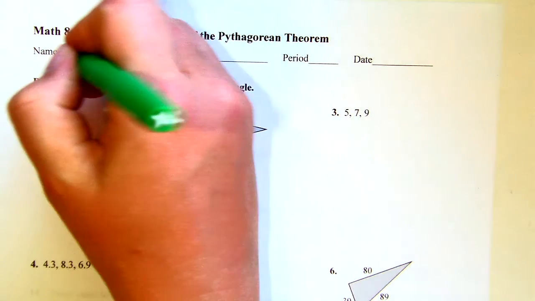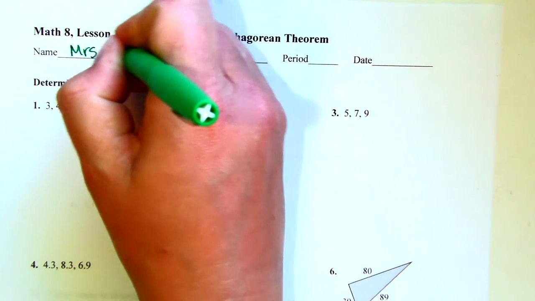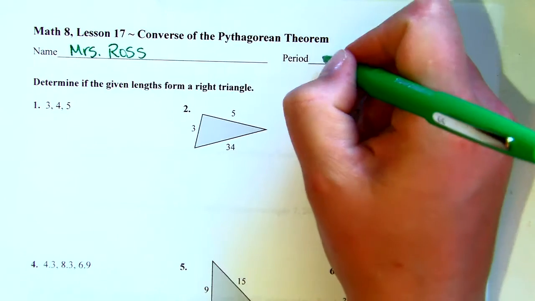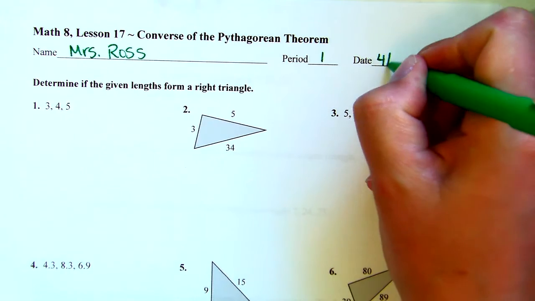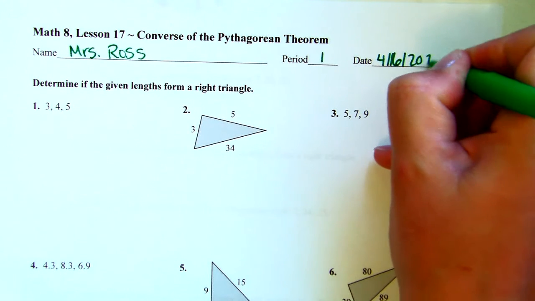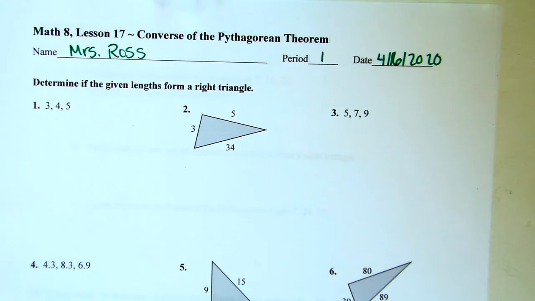So I'm going to write my name. I'm going to put the class period. You guys have me for period 1. And then today's date is 4/16/2020.